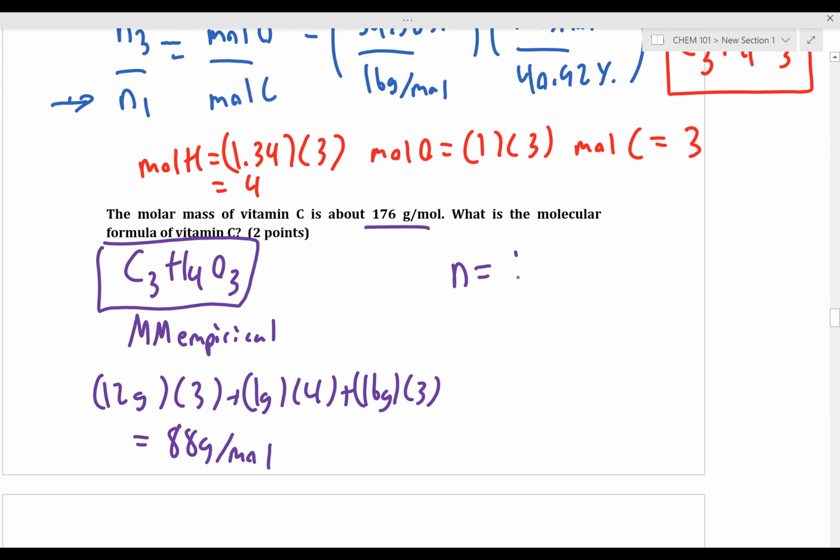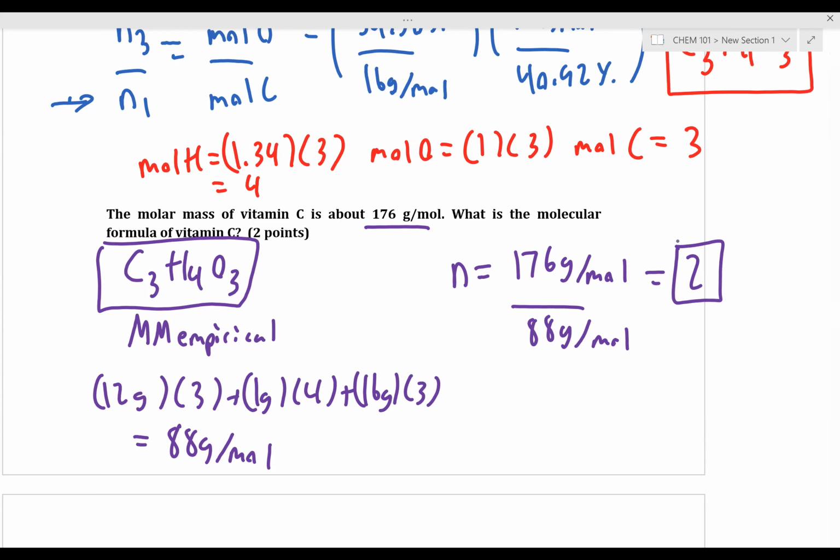Now, given that we know the molar mass, we can calculate the number of these empirical formula units by taking our molar mass of 176 gram per mole and dividing by our empirical mass of 88 gram per mole. And since we've done everything correctly up to this point, we get a nice whole number value of n. If your n is a fraction, something has gone seriously wrong. Does that make sense?